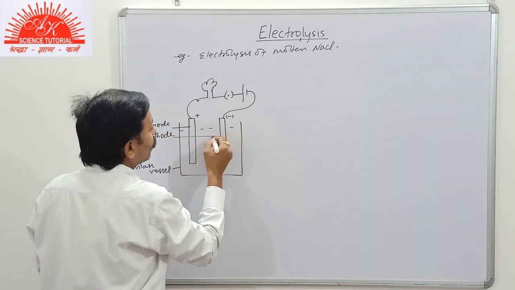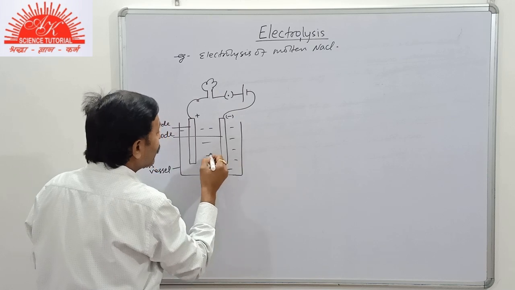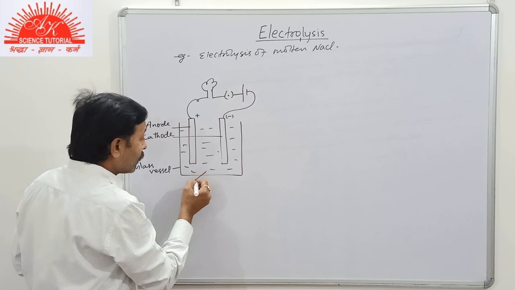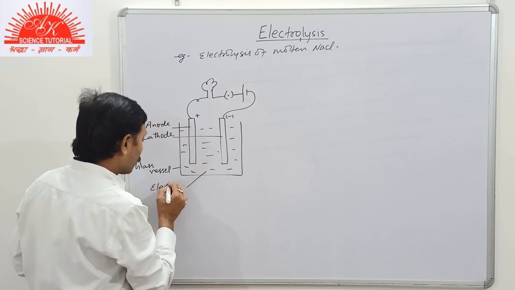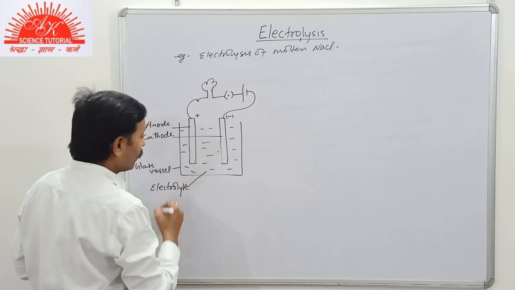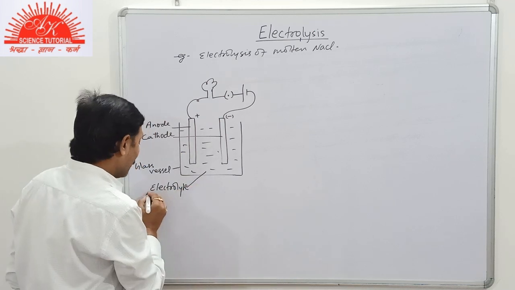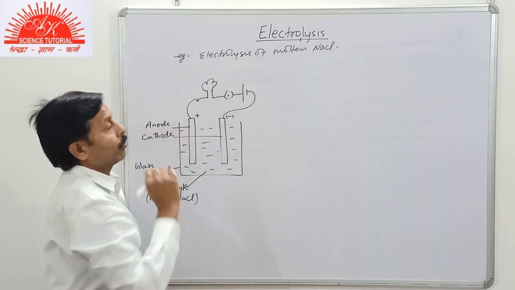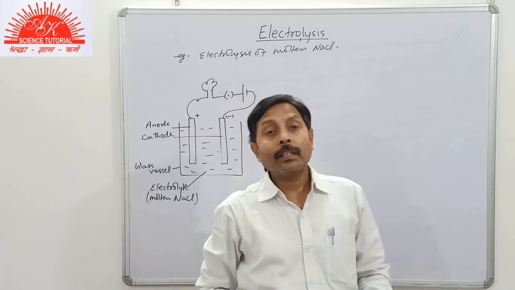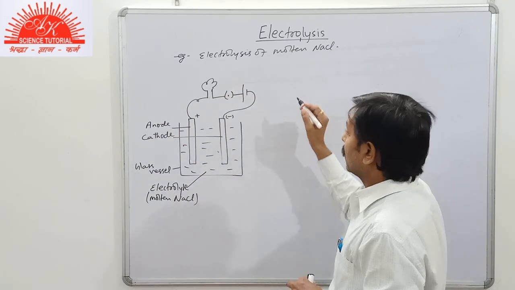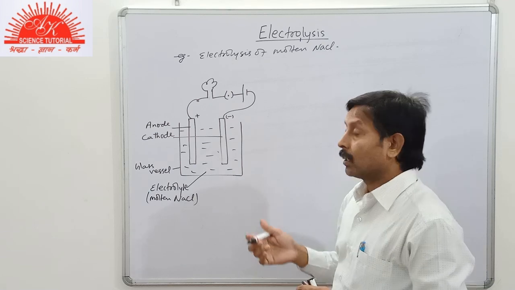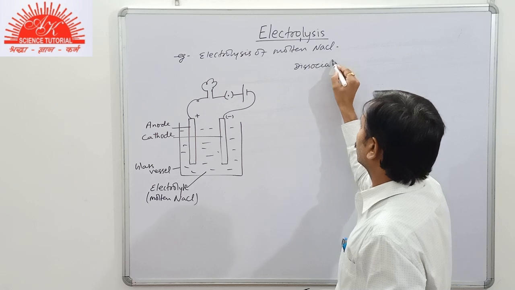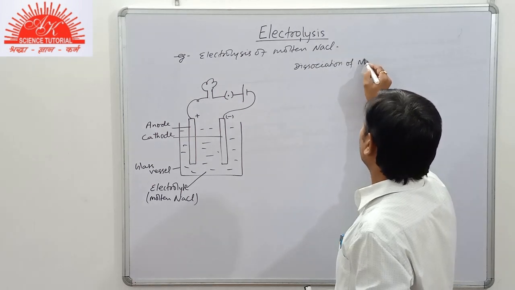Then in the vessel, we take the chemical compound in molten or aqueous solution state. This compound is known as electrolyte. Electrolyte, that will be molten NaCl for this question. Now, when the compound is in molten state, then it will be dissociated. Now the term we use is dissociation of NaCl.